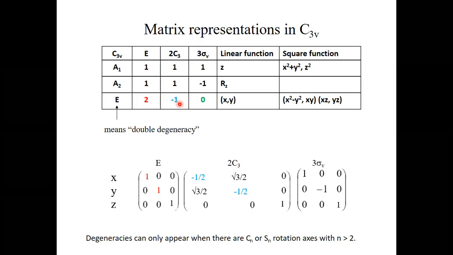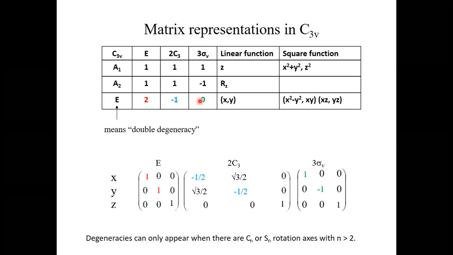So now, last but not least, we see here that for the sigma v's, the sum of the trace of the matrix is plus 1 plus -1, and that gives 0, and that explains this 0 here.